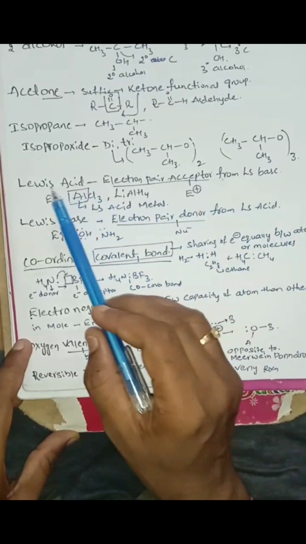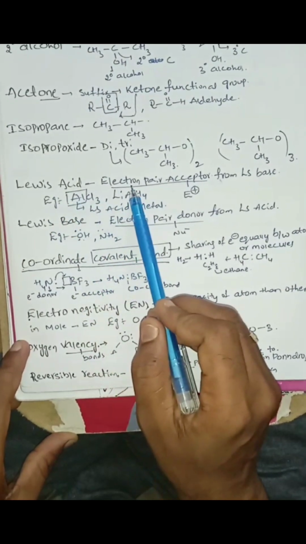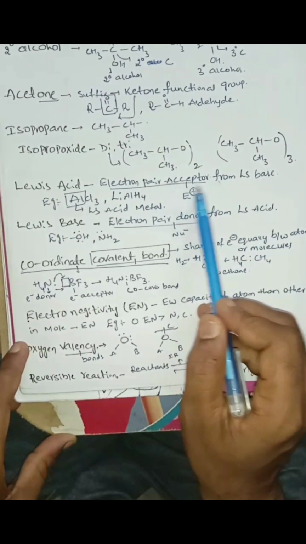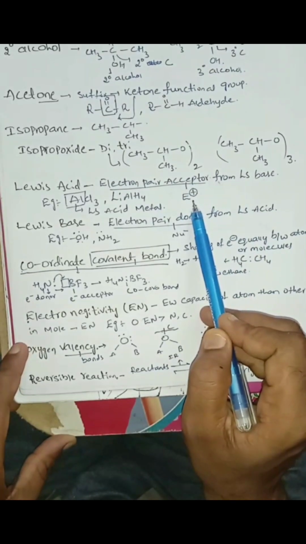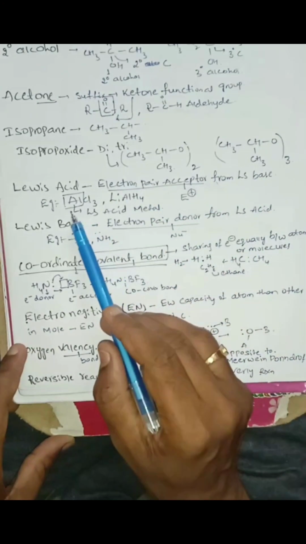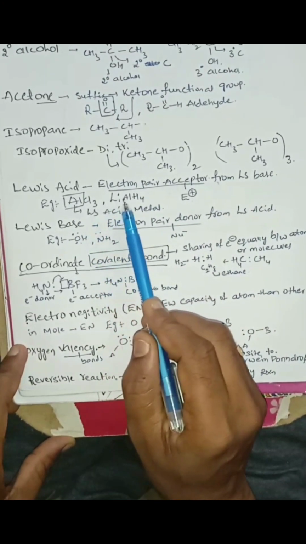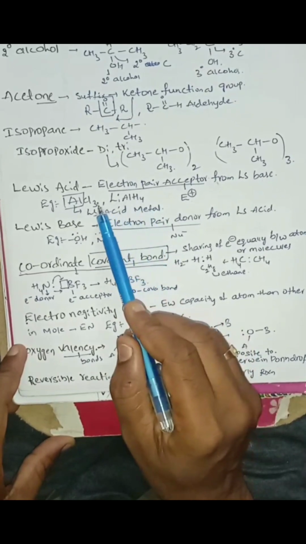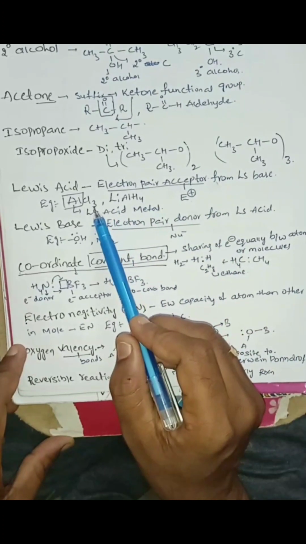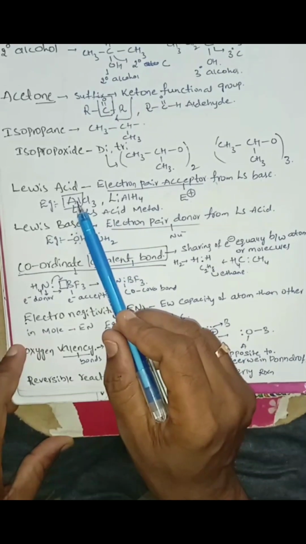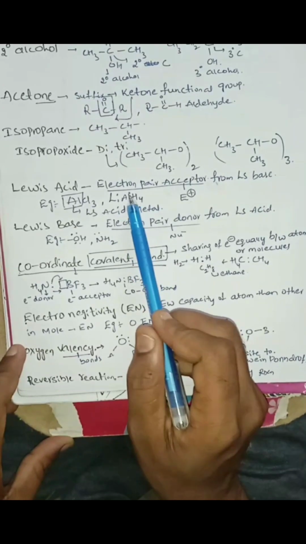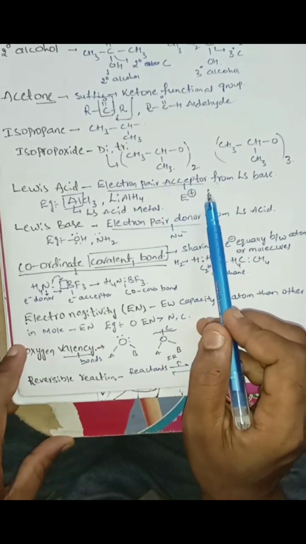So next we move to Lewis acid. A Lewis acid is an electron pair acceptor from a Lewis base. It accepts the electron pair from a Lewis base because it has electron deficiency. Examples are aluminum trichloride and lithium aluminum hydride. These always want electrons from a nucleophile or Lewis base in order to get the octet configuration. In this, aluminum is a Lewis acid metal, having electron deficiency.